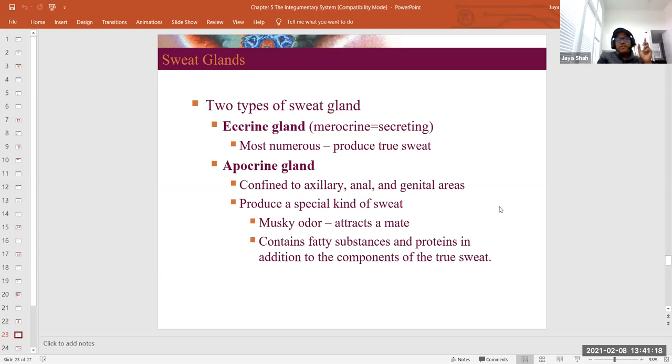There are two types of sweat glands, eccrine sweat glands and apocrine sweat glands. Eccrine sweat glands are everywhere in the body, and they are very numerous. They produce just simple sweat. There is a special kind of sweat gland found in the axillary, anal, or genital region. They produce similar sweat, plus they also produce some fat in the sweat. And then bacteria in the skin break down that fat and give a special kind of odor.